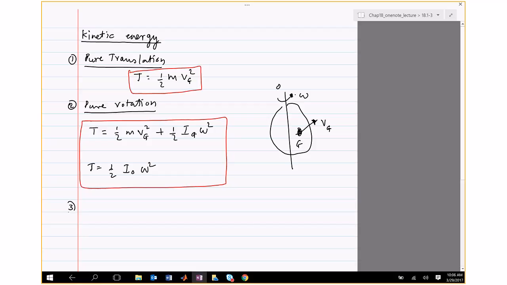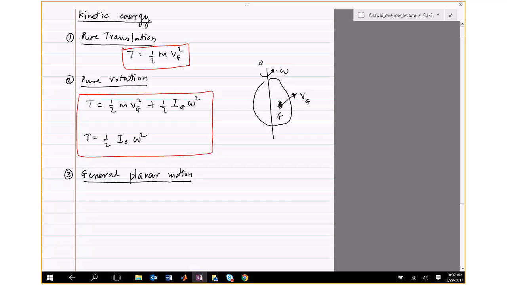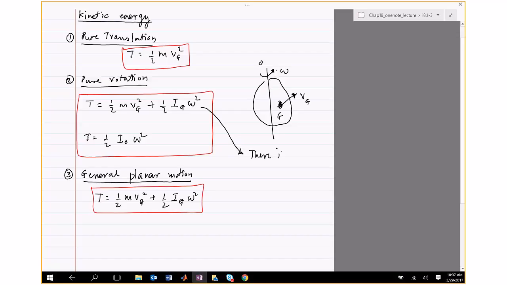And the general case is the general planar motion. Okay, so in this case, the rigid body rotates and also translates. In that case, you are stuck with the first expression I've written here, half m Vg squared plus half Ig omega squared. So this is the same expression, so what's different? Well, it turns out that in this expression, there is a relation between Vg and omega.